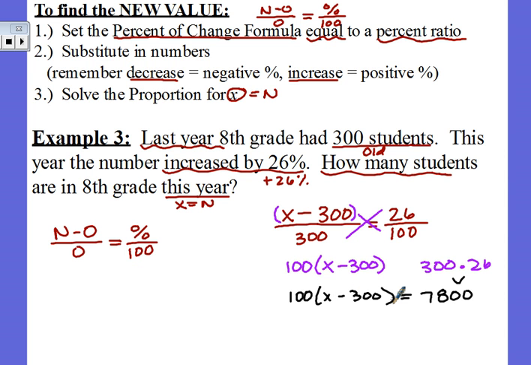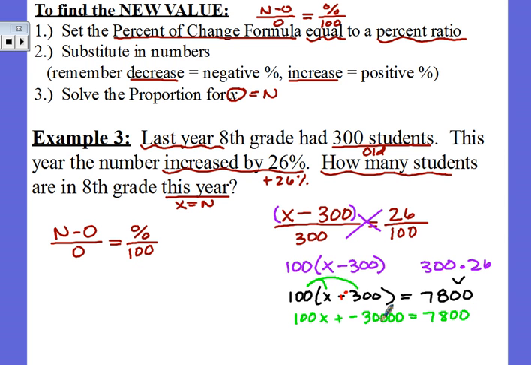And then I solve this equation like a multi-step equation. So we go back to our 6 steps. The first step is keep change. So I would say x plus negative 300. Then I look at distributing. So I'm going to distribute the 100 to both parts. I get 100x plus negative 30,000 equals 7,800.